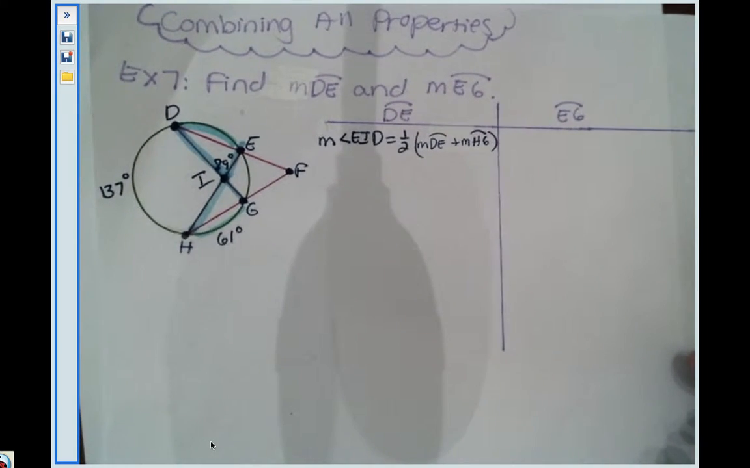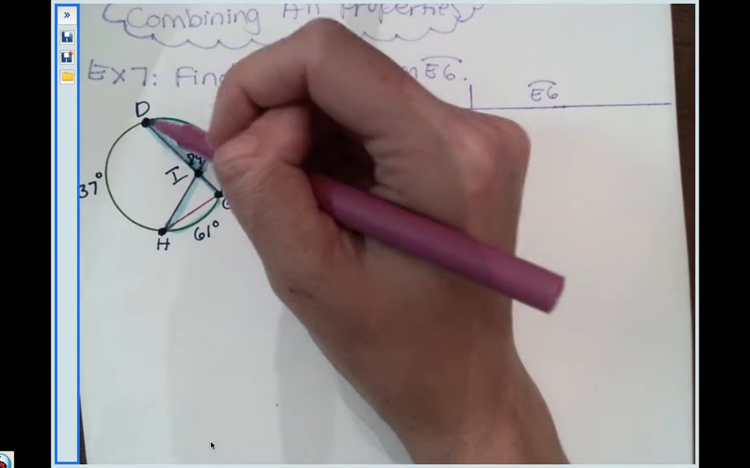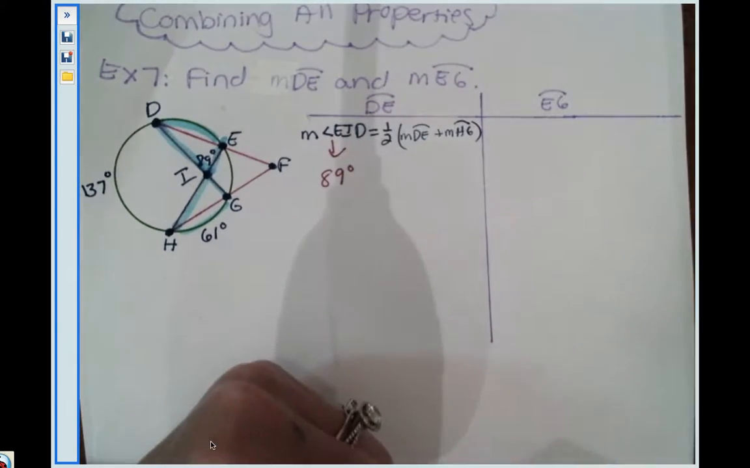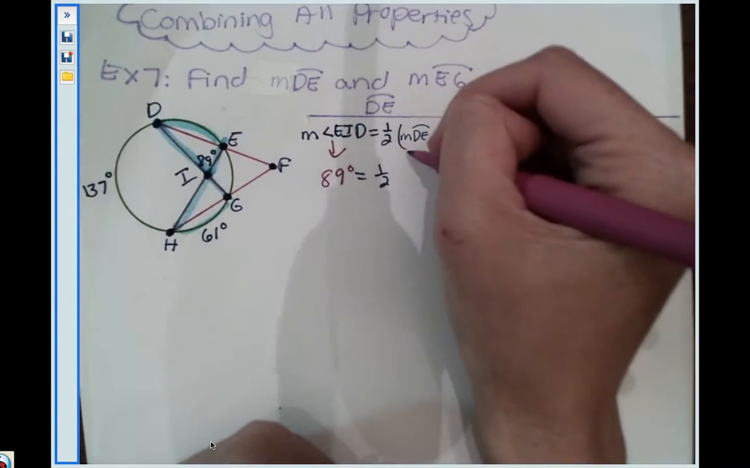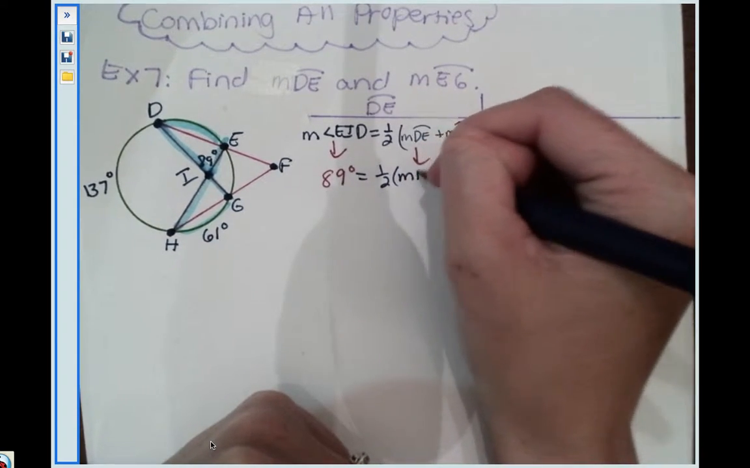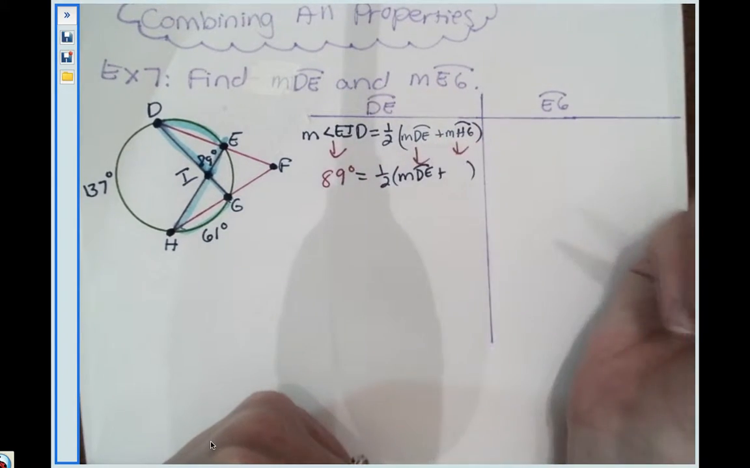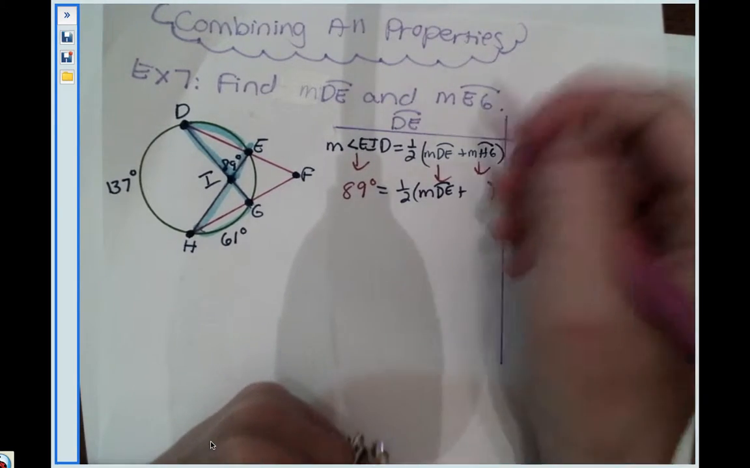All right, guys, let's solve for arc DE. I'm super excited. Let's go, let's go, let's go. All right, so the measure of angle EID is 89 degrees, equals 1/2, and I'm going to fill these in right here. Well, DE I don't know, so I'm just going to bring it on down because I don't know that one. Plus the measure of arc HG, which guess what? That measures 61 degrees.